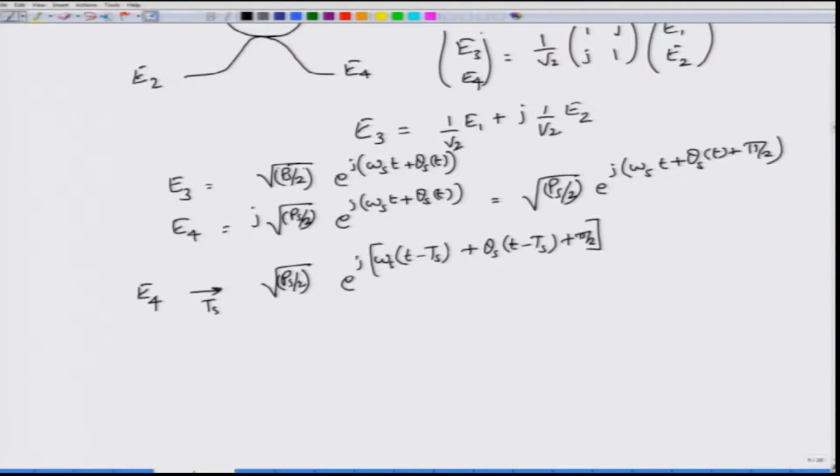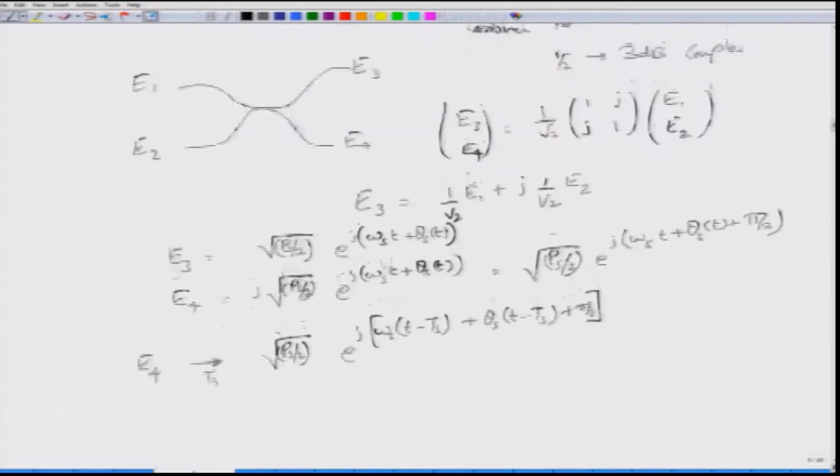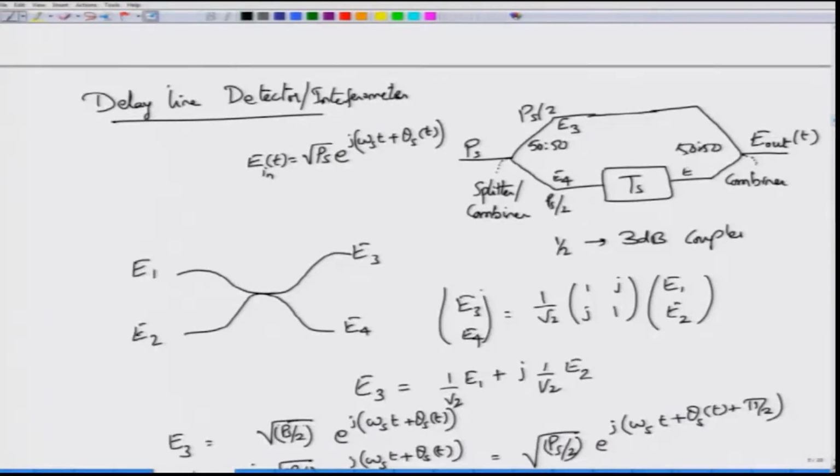That particular term omega s into Ts, as long as you know what is omega s and you know what is Ts, is simply a constant. Eventually that will go away, but at this point let us not make it 0. So, this is the E4 that you are getting at this point. So, this is your E4 after delaying by 1 unit. E3 has not suffered any delay. So, E3 comes in directly as it is.